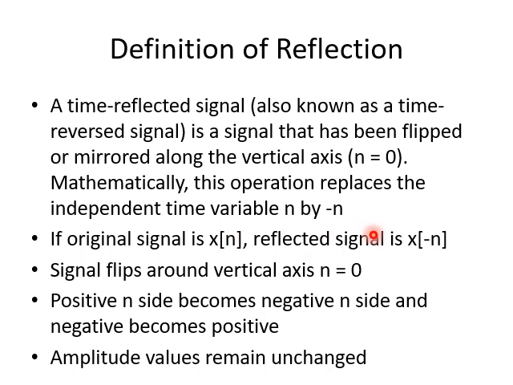Because we are talking about the time domain signal, I'll be referring to time, that means the discrete time signal or the continuous time signal. The signal flips around the vertical axis, n equals 0. The positive side becomes the negative side, and the negative side of the original signal becomes the positive side after the reflection, and you understand there is no change in amplitude.